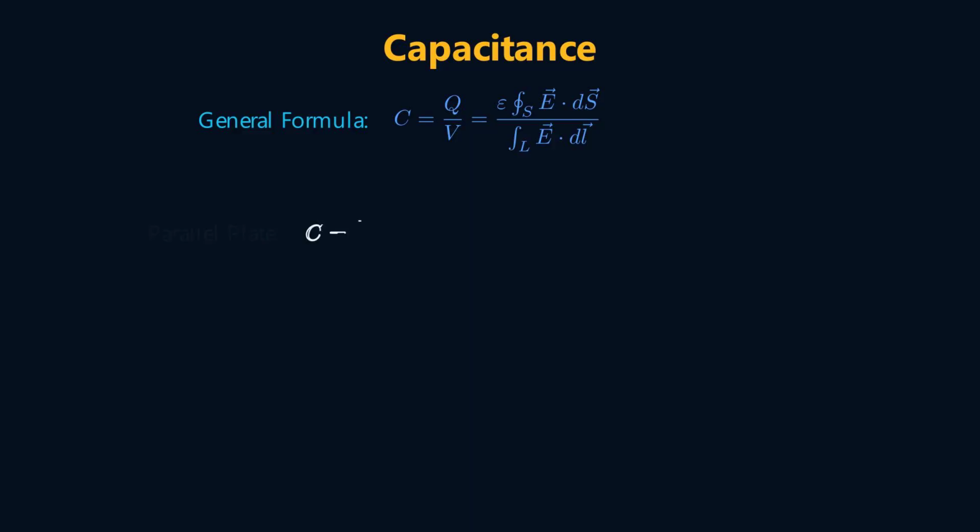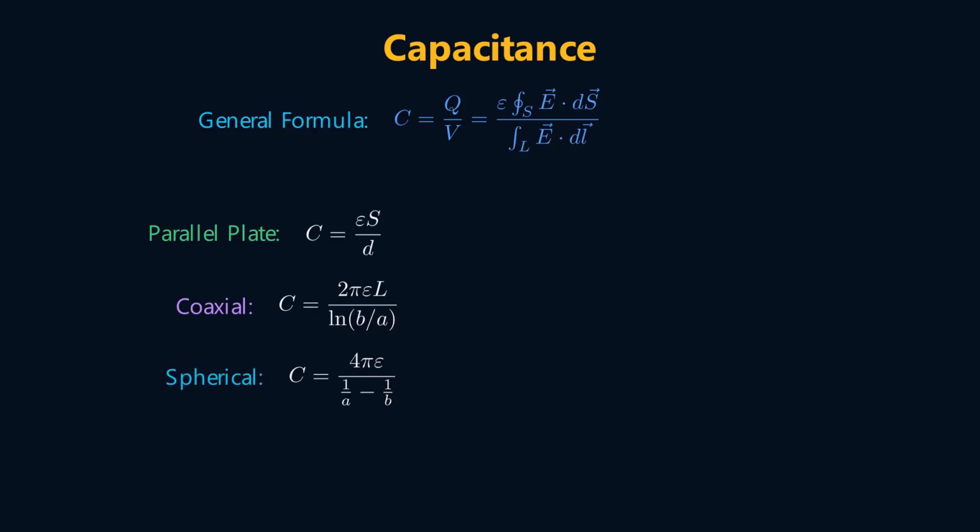Now let's find capacitance. A capacitor consists of two conductors separated by a dielectric. When voltage V is applied, charge Q accumulates on the plates, and C equals Q over V. The general formula is C equals epsilon times the closed surface integral of E dot ds divided by the line integral of E dot dl. Let's apply this to three common geometries.